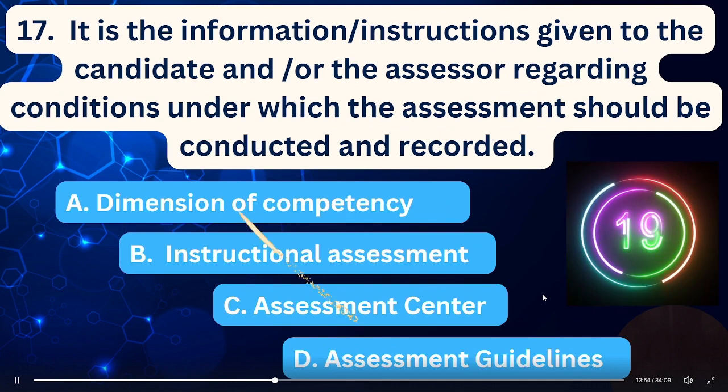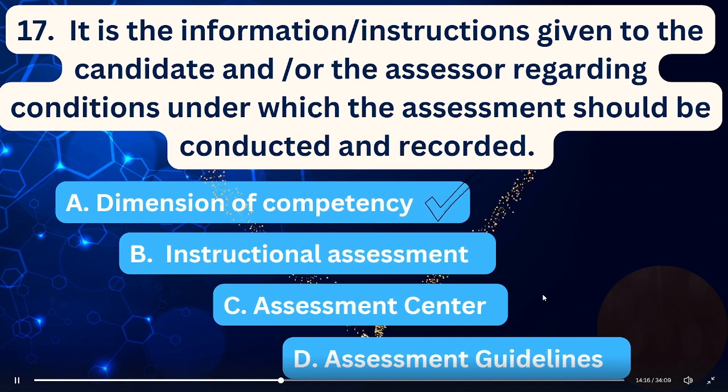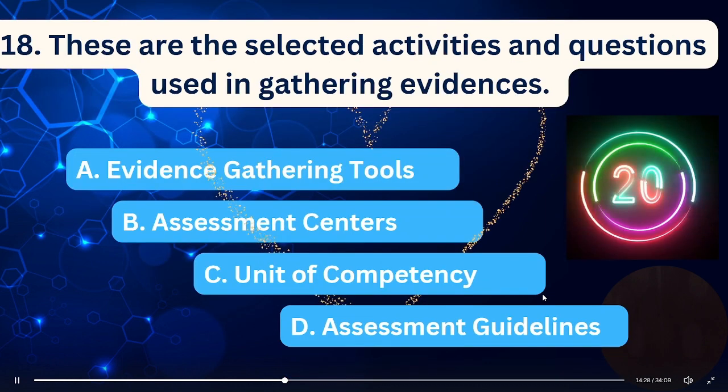Number 17, it is the information or instructions given to the candidate and or the assessor regarding conditions under which the assessment should be conducted and recorded. A. Dimension of competency. B. Instructional assessment. C. Assessment center. D. Assessment guidelines. The answer is letter A, dimension of competency. It is the information or instructions given to the candidate and or the assessor regarding conditions under which the assessment should be conducted and recorded.